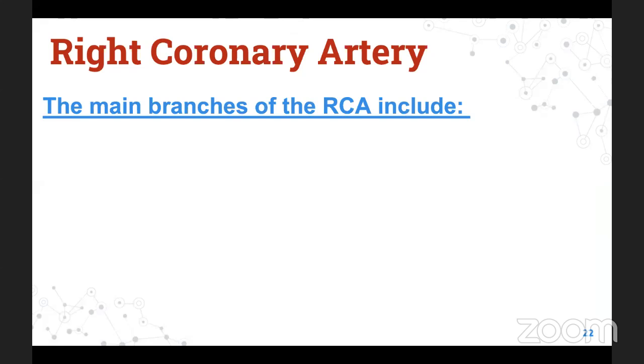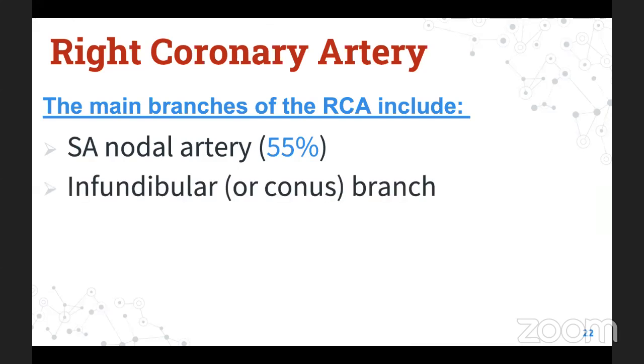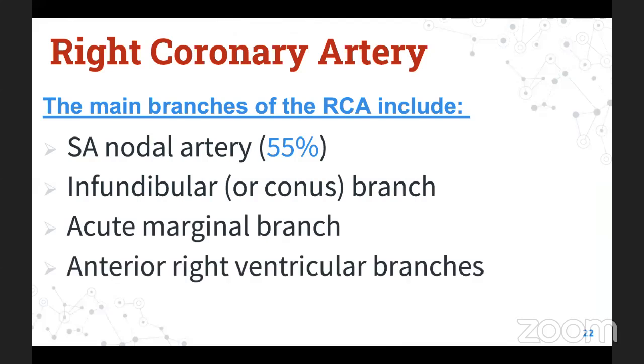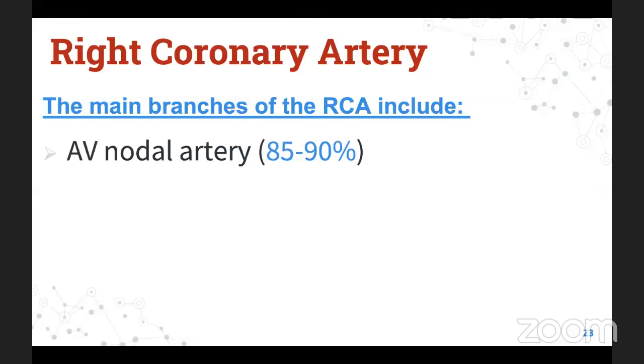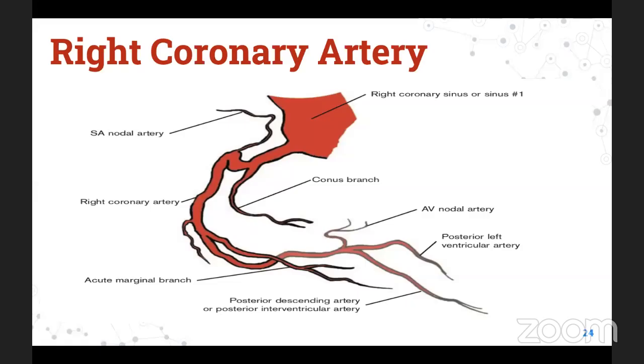The main branches of the right coronary artery are SA node artery, which is present in 55% of the population, infundibular or conus branches, acute marginal artery branches, and anterior right ventricular branches. AV nodal artery and PDA and posterior left ventricular artery. This picture shows the different branches of right coronary arteries.